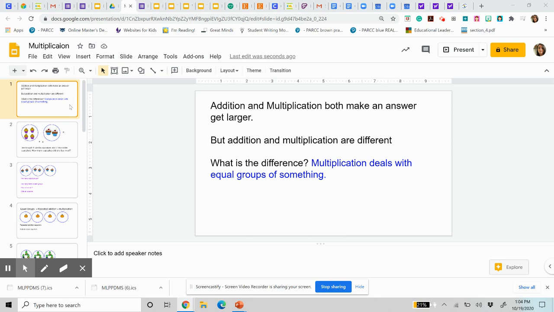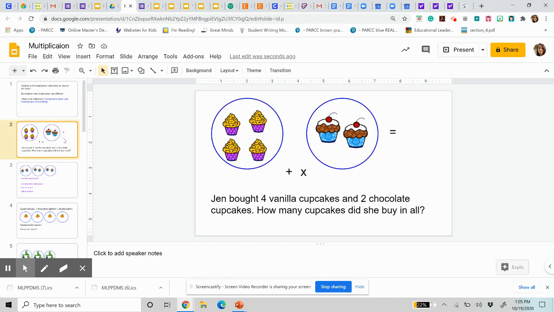Okay, we're going to start talking about multiplication. A couple things that I want to go over: addition and multiplication will both make an answer get larger. But it's going to be important to know there are some differences between addition and multiplication. And what are the differences? Multiplication deals with equal groups of something. So we're going to explore what that means, and what it doesn't mean.